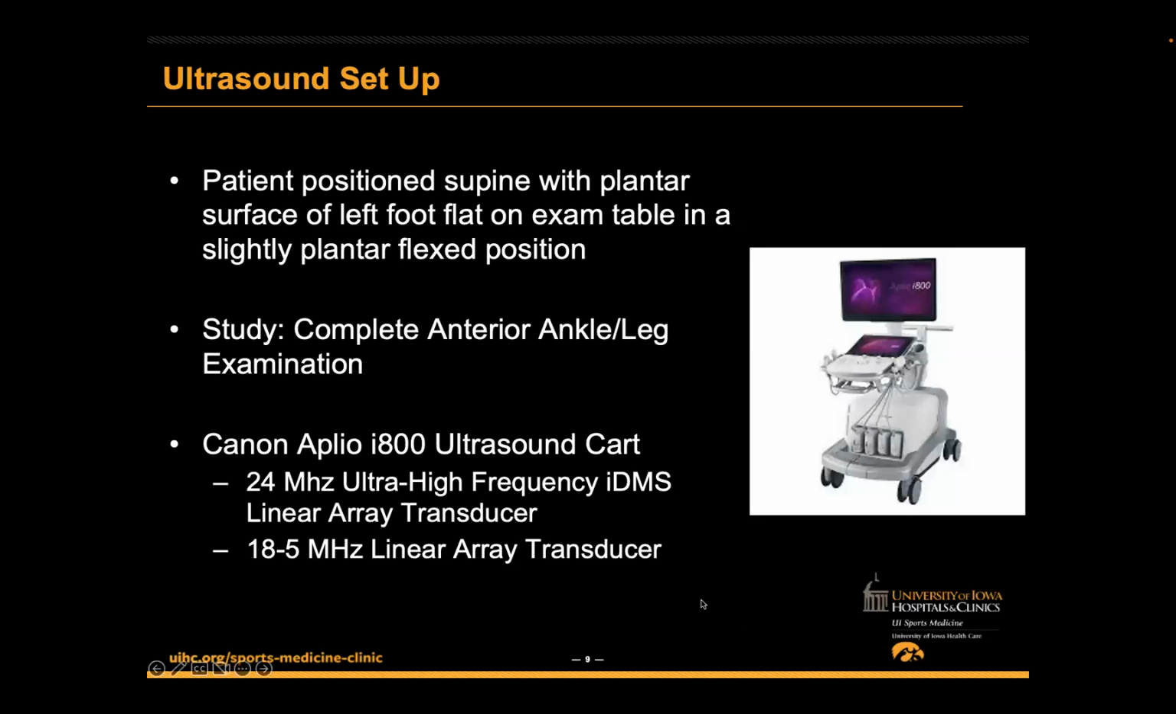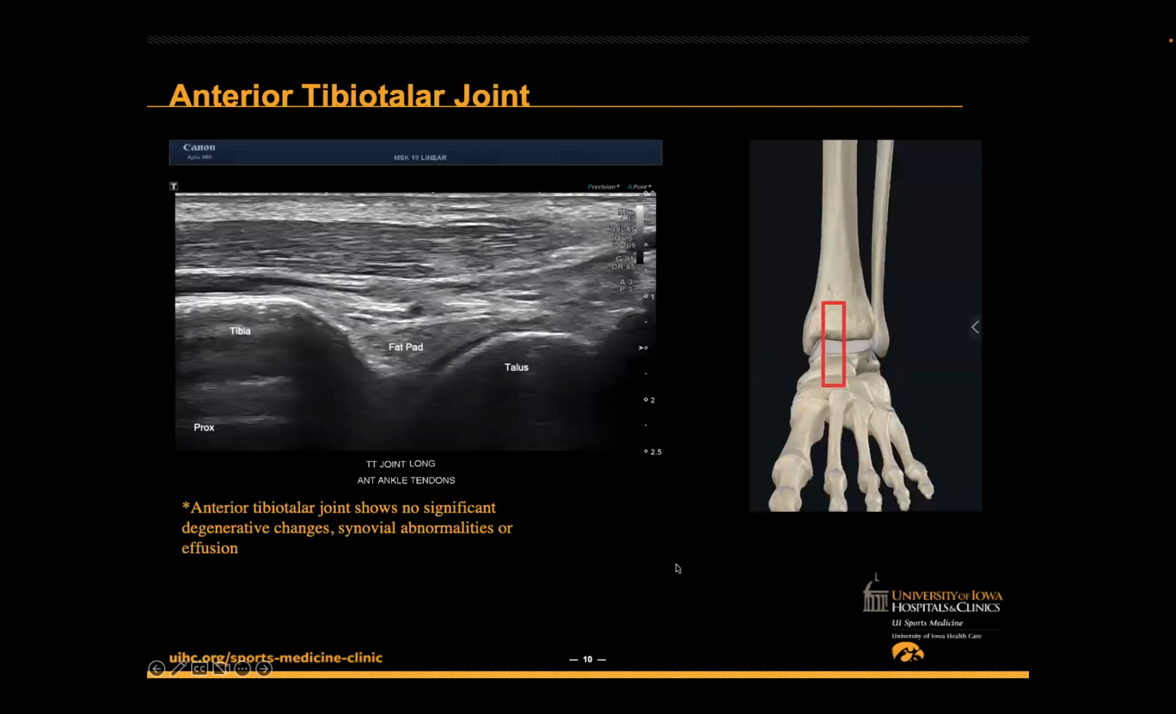Before we get into the scan, our ultrasound setup: our patient was positioned supine with the plantar surface of her left foot flat on the exam table in a slightly plantar flexed position. Again, we did a complete anterior ankle and leg examination, and we were using a Canon Aplio i800 ultrasound cart with a combination of a 24 megahertz ultra high frequency linear array transducer and the 18.5 megahertz linear array transducer.